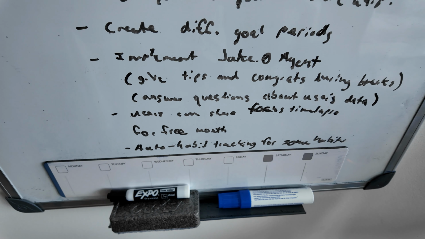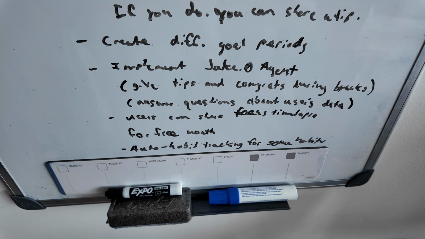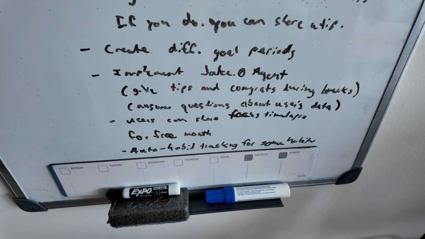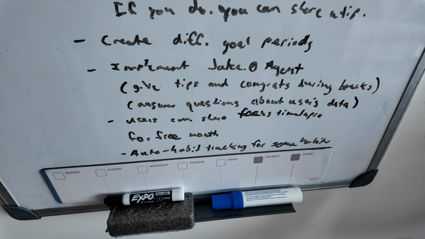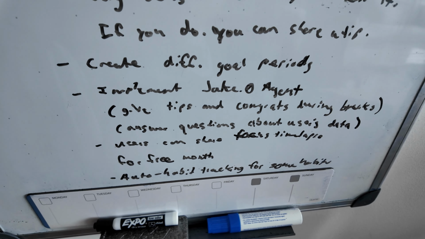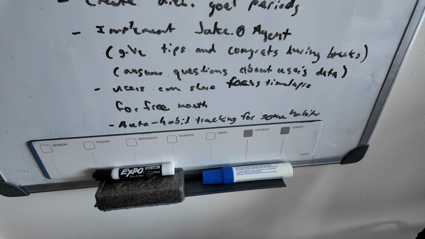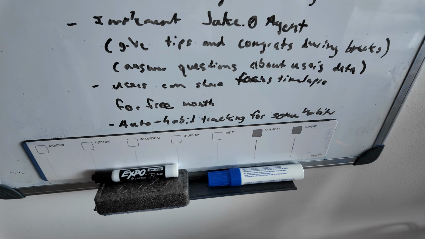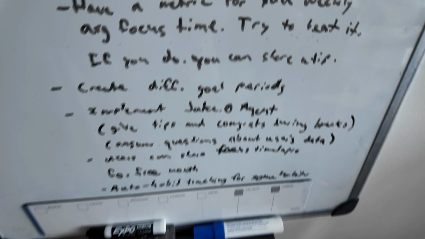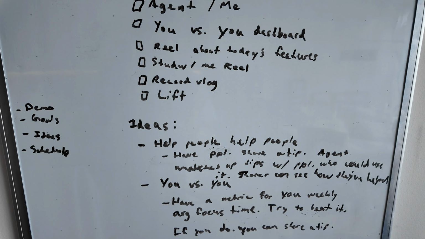But I wanted to make it so that users can share a focused time lapse, just like the ones that I make on Instagram or TikTok. And if they do that and keep it up for a month, then they get a free month of using the Pomodoro timer. And then finally, I also want to do auto habit tracking for some habits, but that is pretty advanced, so that you don't have to check it off manually.